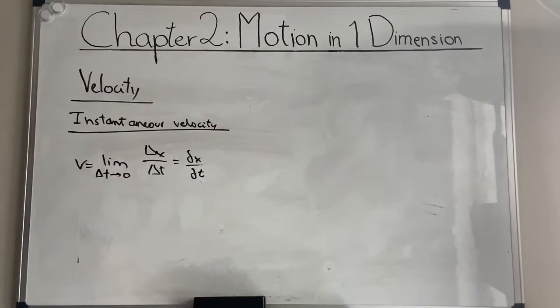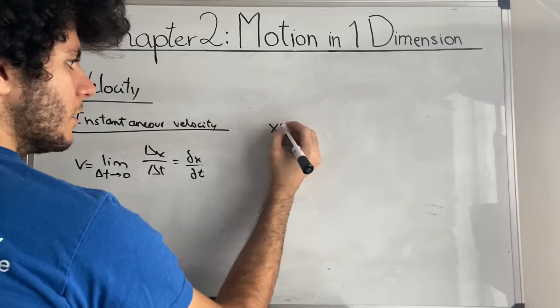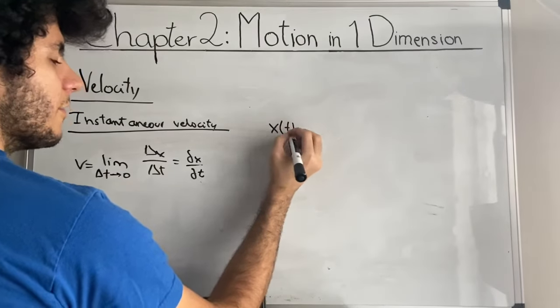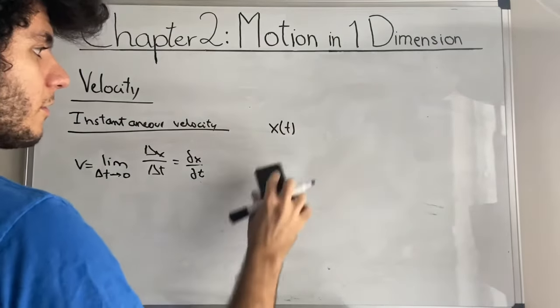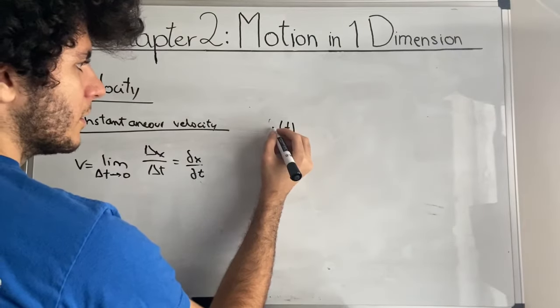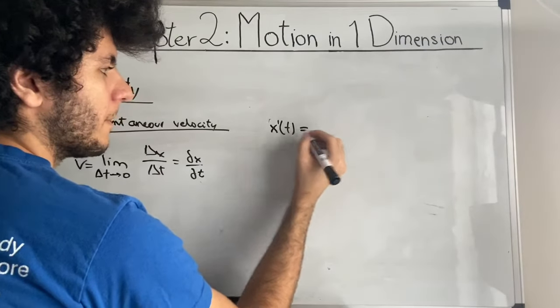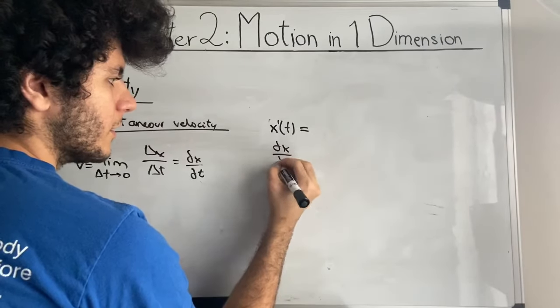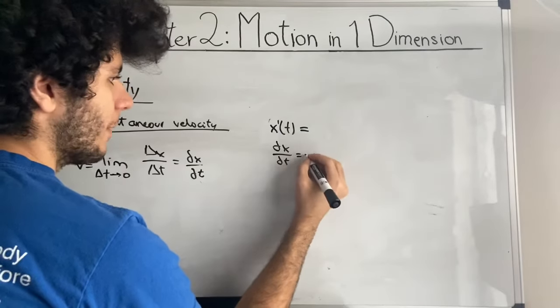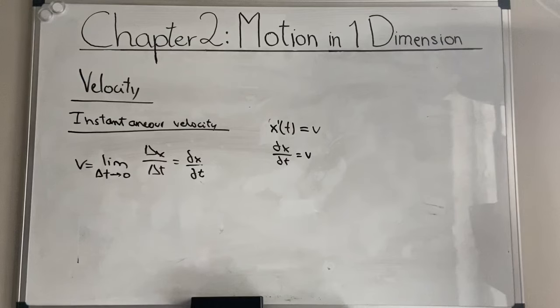So what this tells us is that the derivative of the position function, if we take the derivative of this, either by placing that over there, or by doing dx over dt, we obtain v in both situations, which is the instantaneous velocity.